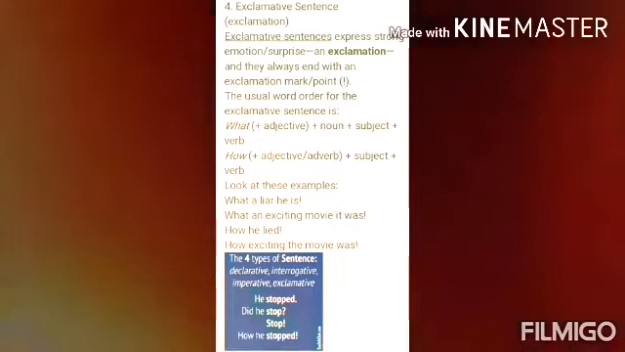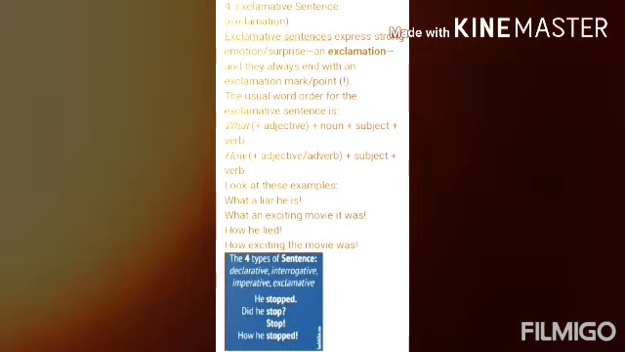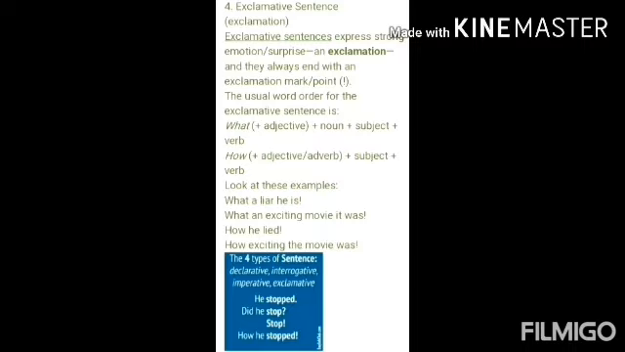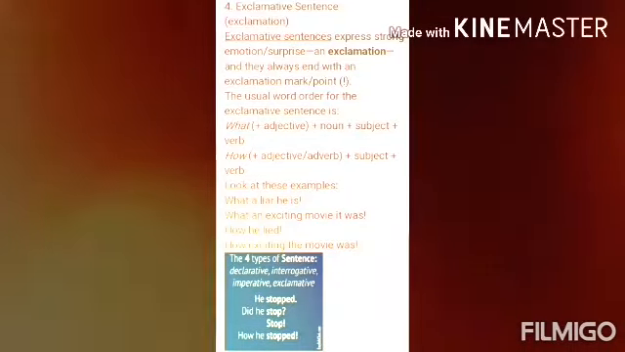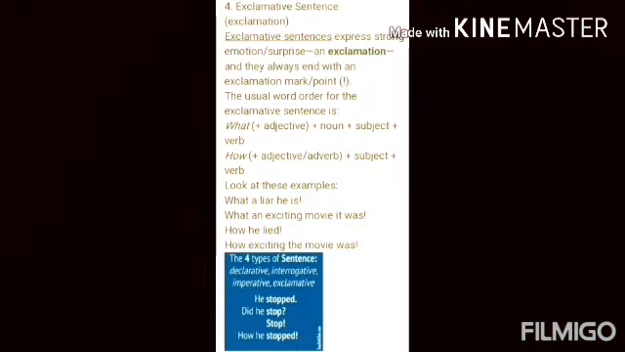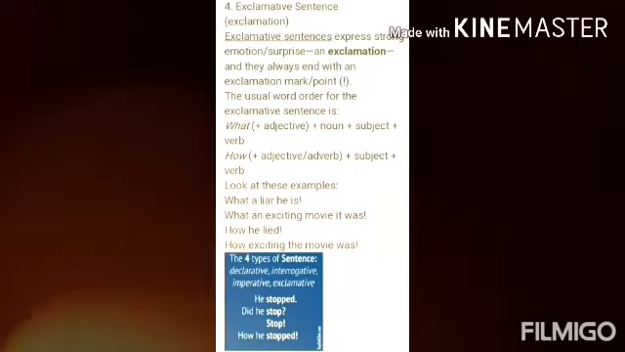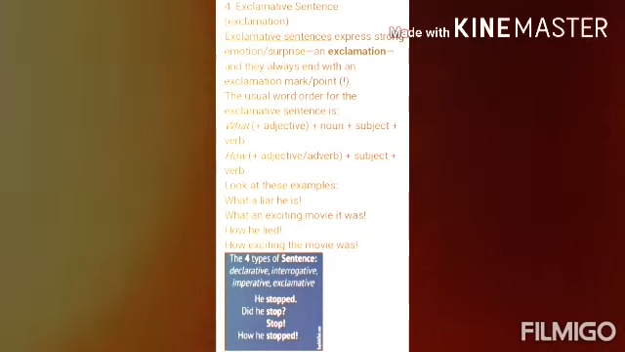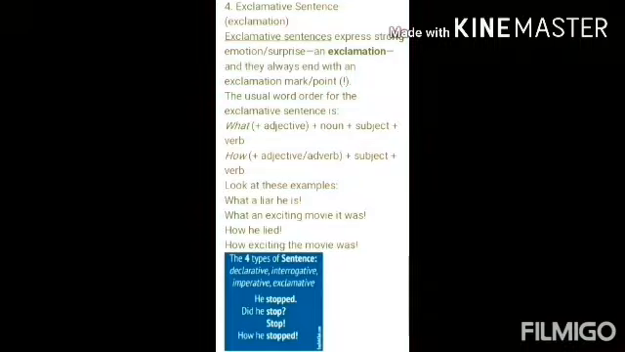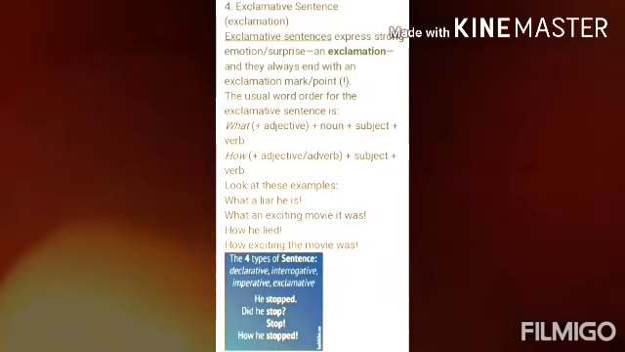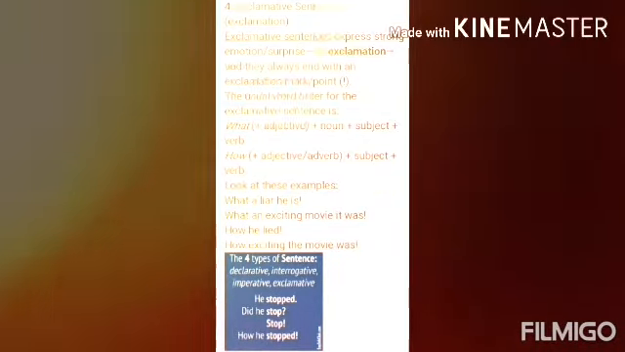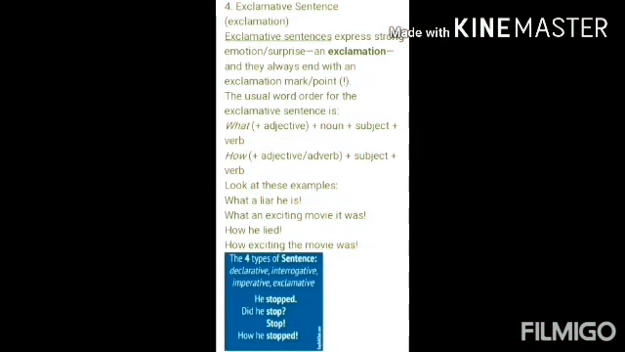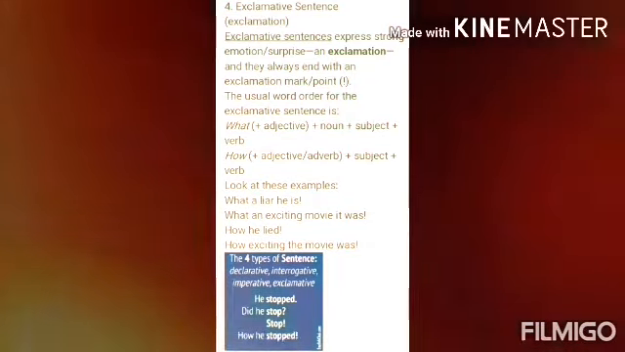And the last one is the exclamative sentence. You can say exclamatory sentence. An exclamatory sentence expresses strong emotion, surprise of the mind. Sudden or strong feeling of the mind is called an exclamatory sentence. Thank you. I hope that you have understood these topics clearly.